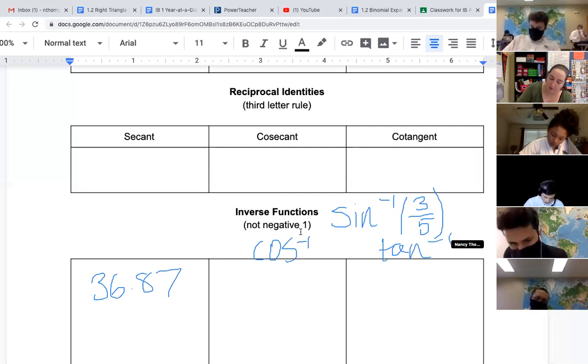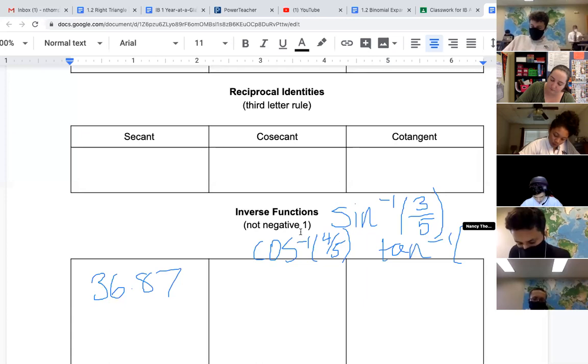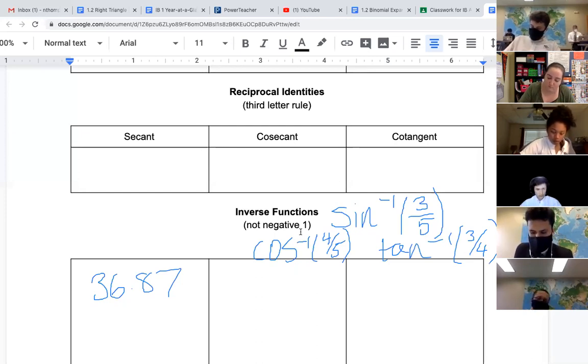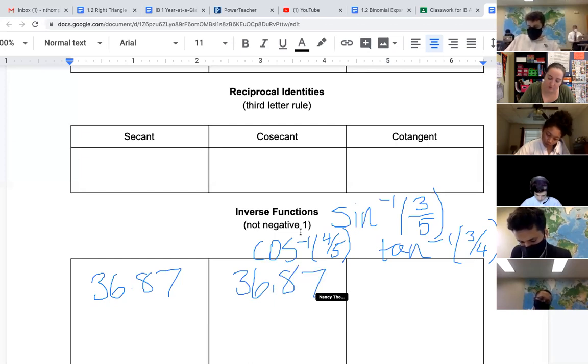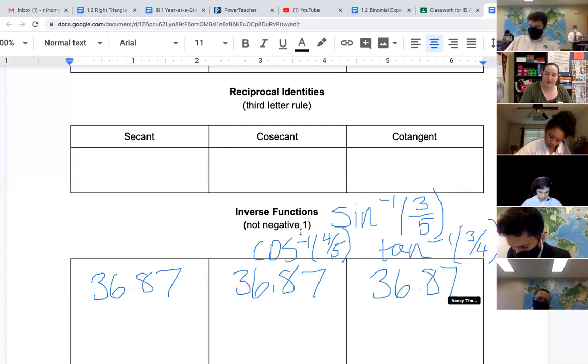So let's just double check real quick. If we did the cosine inverse of 4/5 in your calculator, what do you get? You should get the same thing. And when you do tan inverse of 3/4, what do you get? The same thing. Wow. It's like we were trying to find the same angle. Oh, it's to find the angle?